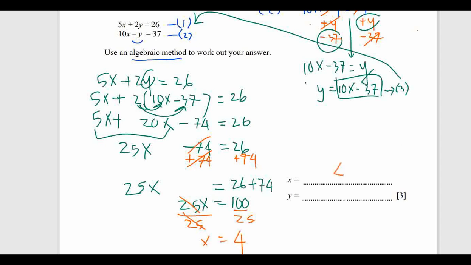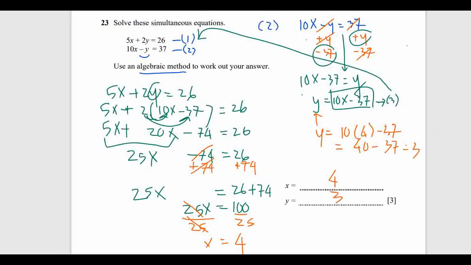So if x is 4, now how to get y? y is here. This is y. y equals to 10 times the x, which now is 4, minus 37. So 4 times 10 is 40 minus 37 is equals to 3. So that will be our answer. This is using substitution method.